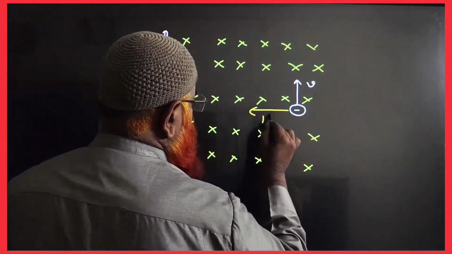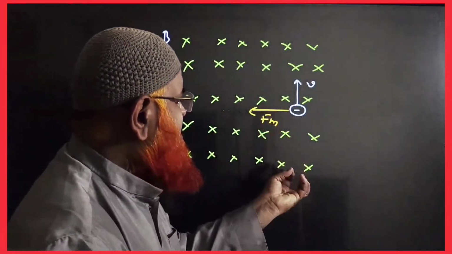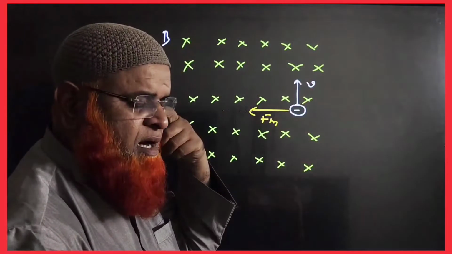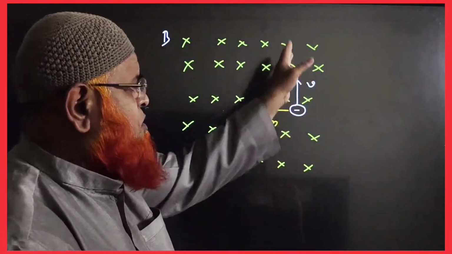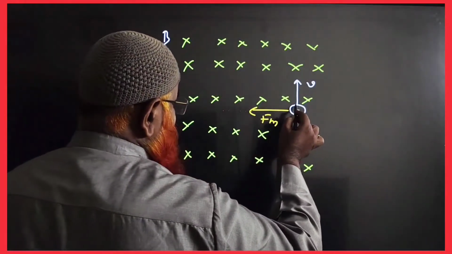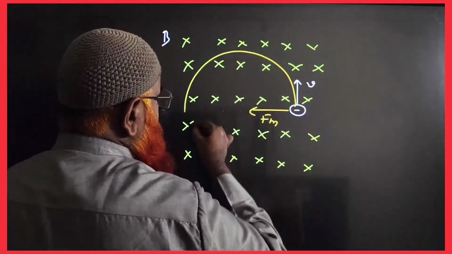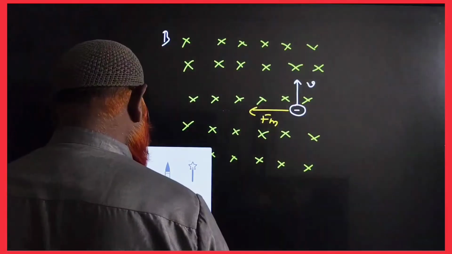See, the force due to the magnetic field is acting in this direction. Whenever the electron enters a magnetic field, what is going to happen? Force is acting on the electron. If this force does not allow the electron to go in a straight line, what does it do? It continuously drags it and makes the electron move in a circular path. Understood? To move in a circular path.